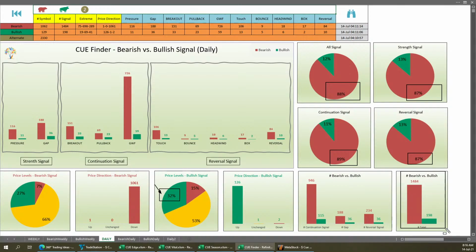You can see from the bar chart here how many bearish signals came relative to the bullish signals. Yesterday was a bearish day from the technical signals point of view as well.